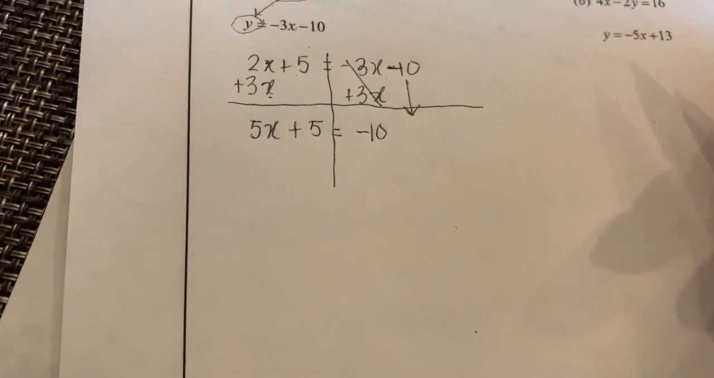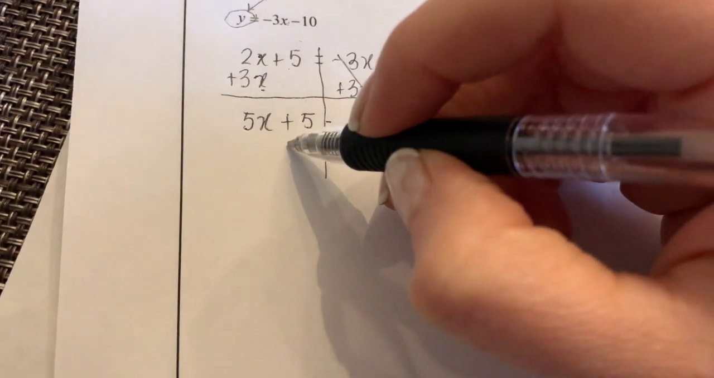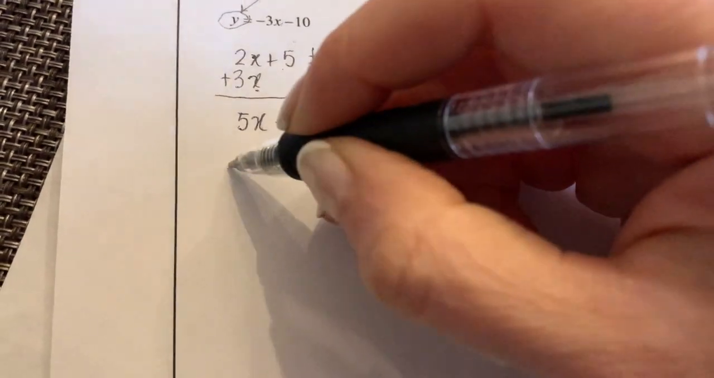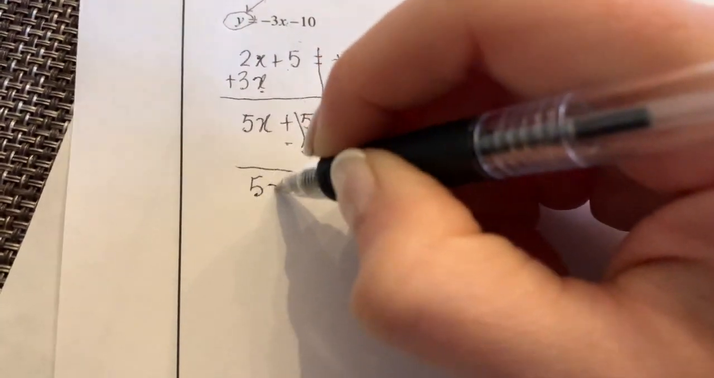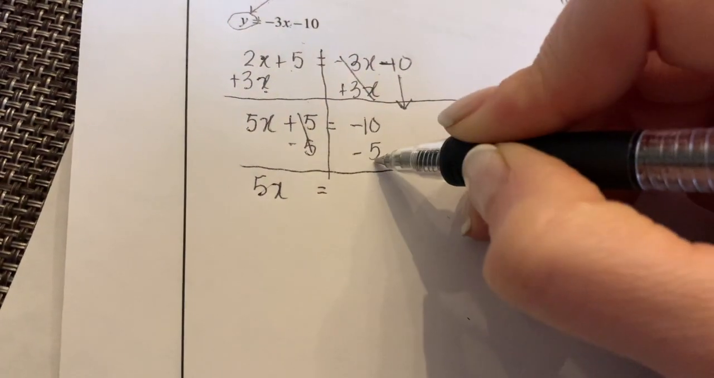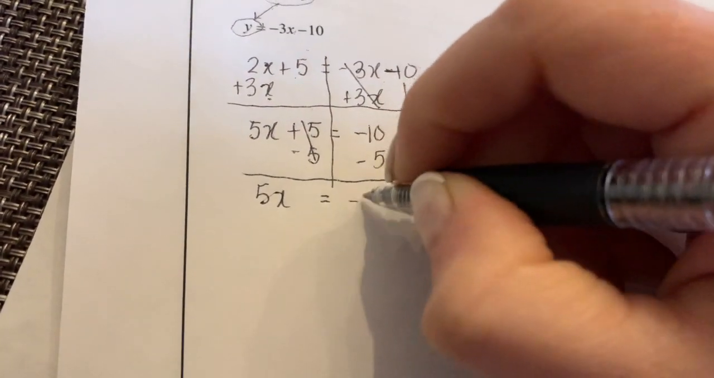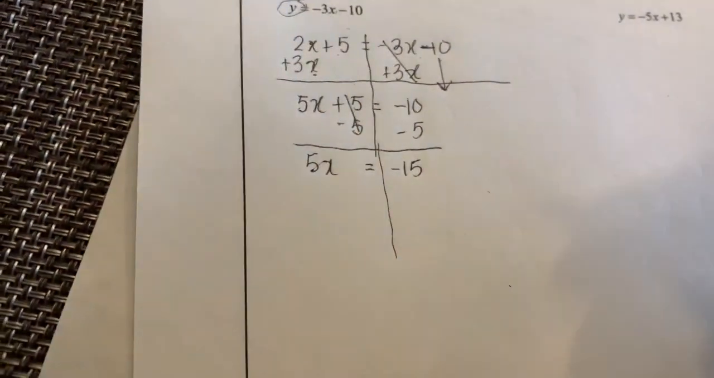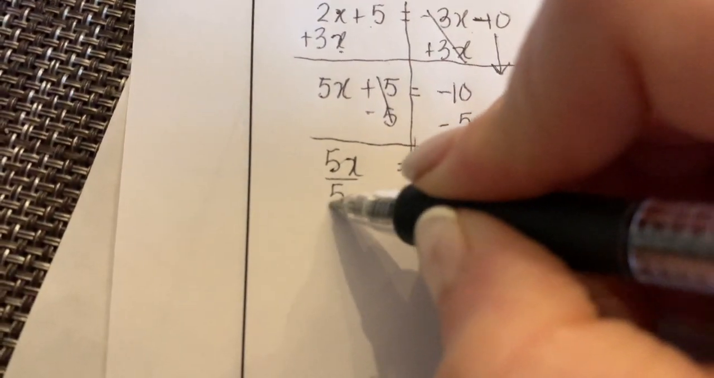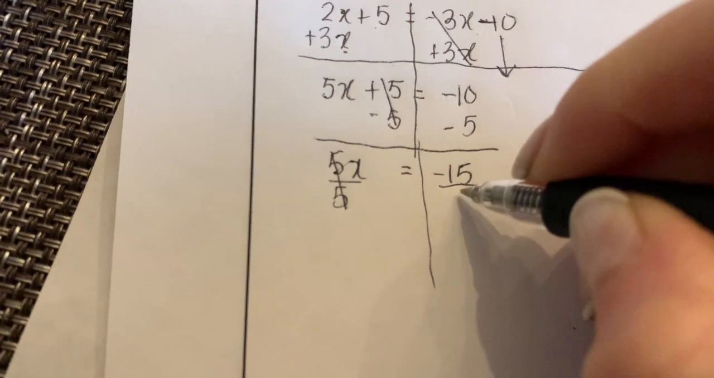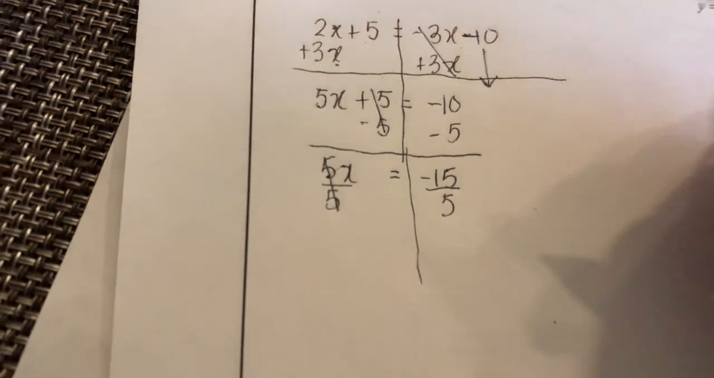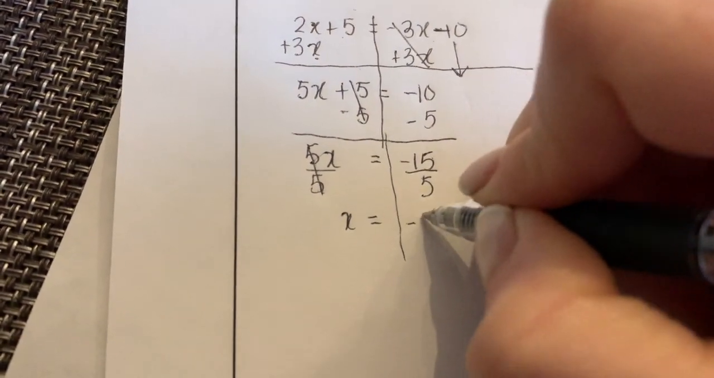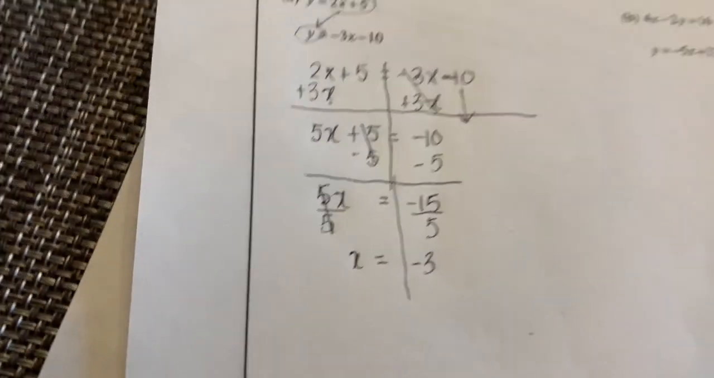Okay, I need x by itself, so I'm going to use inverse operations. I'm going to subtract 5 from both sides. Remember to use your calculators here. I'm left with 5x is equal to, same signs add and keep, that's negative 15. And then finally, we're going to divide both sides by 5 to get rid of this coefficient. I need x by itself. What I do to one side, I must do to the other. So x is equal to negative 15 divided by 5, which is negative 3. Okay, that's not my answer.